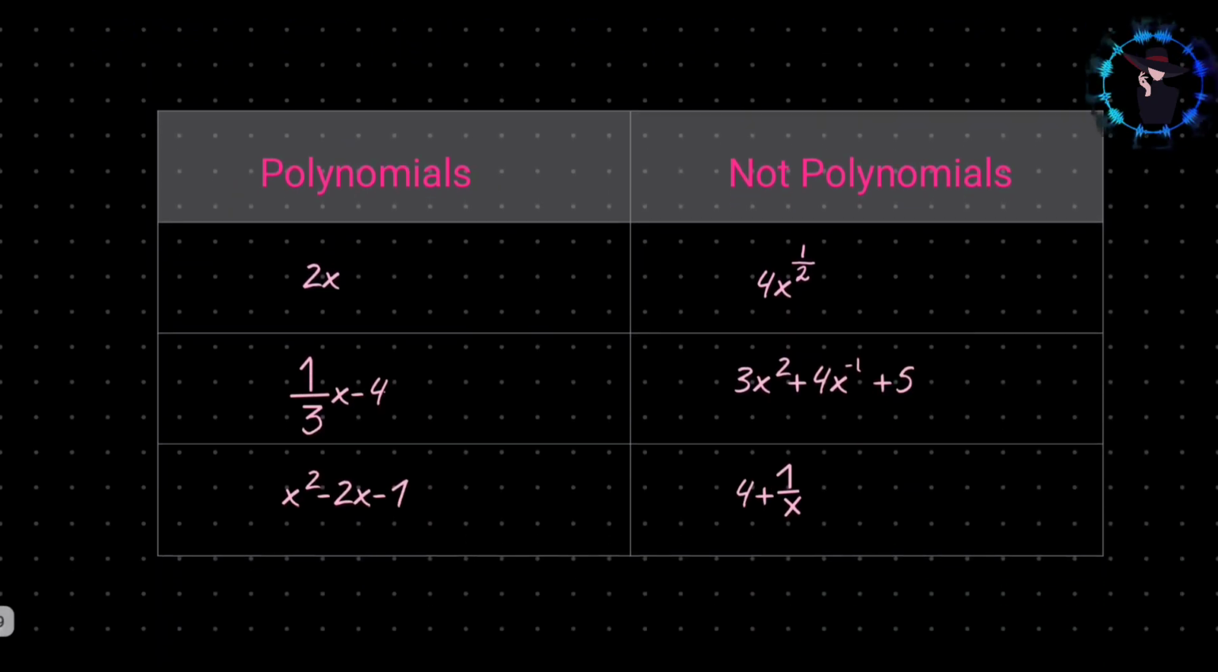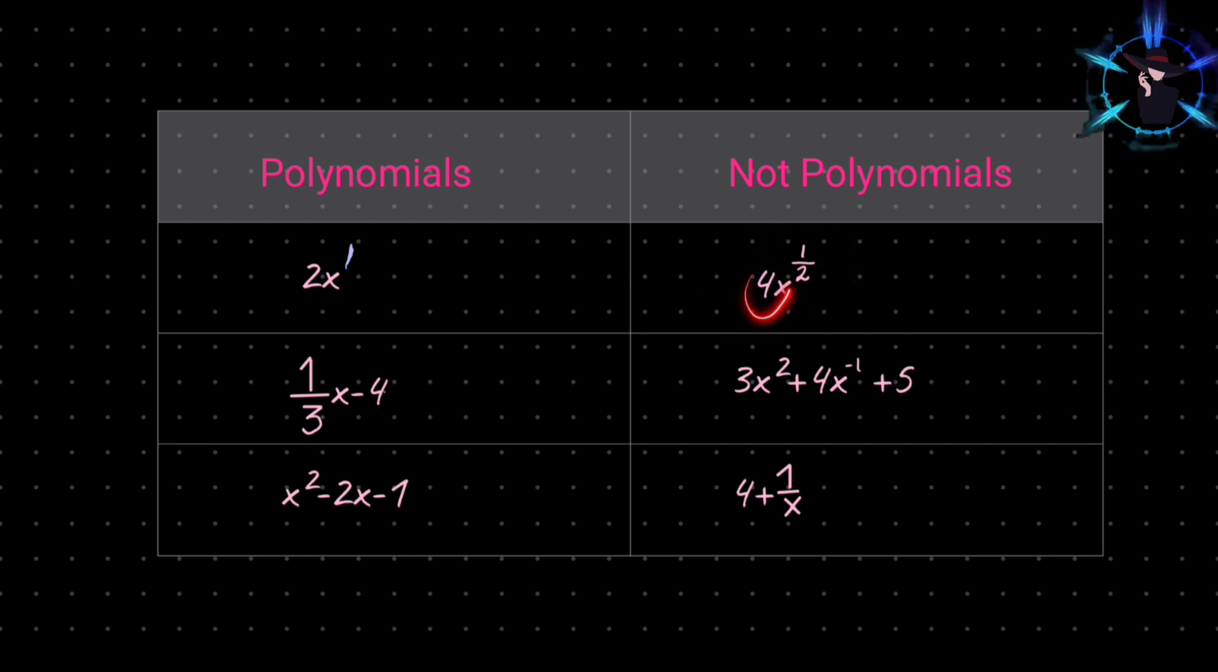We'll see an example of how a polynomial looks. Here 2x is a polynomial where 2 is a, x is a variable, and when there is no power, the power is always 1, right? So is 1 a whole number? Yes. Is 2 a real number? Yes. So it is a polynomial.